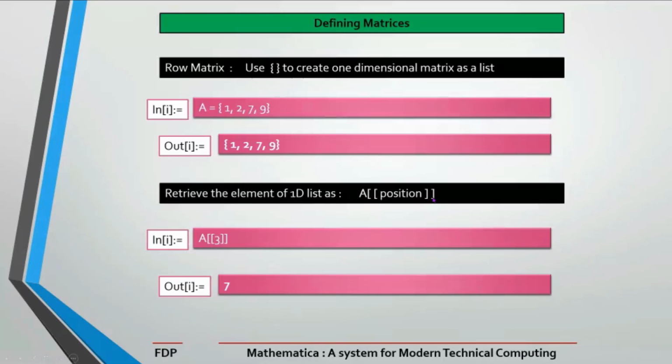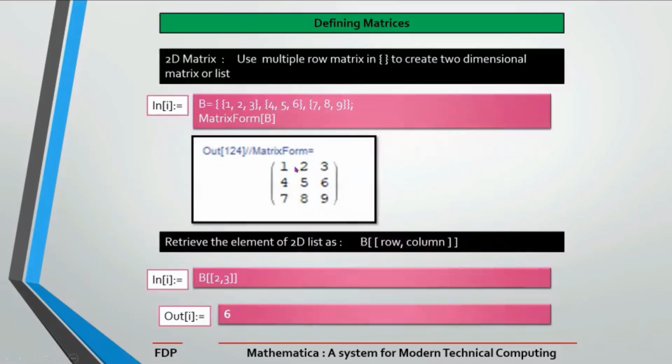Remember this always, whenever you are accessing an element of a particular matrix, whether it is a one-dimensional, two-dimensional, or other dimensional matrix, you have to put its position in double square brackets. So remember this part. Okay, so here is an example. I want to retrieve the third element of this matrix, that is 1 2 7 9. So we have 4 elements in our row matrix, and the third one should be 7, and then you will get the output as 7. Okay, now come to the 2D list.